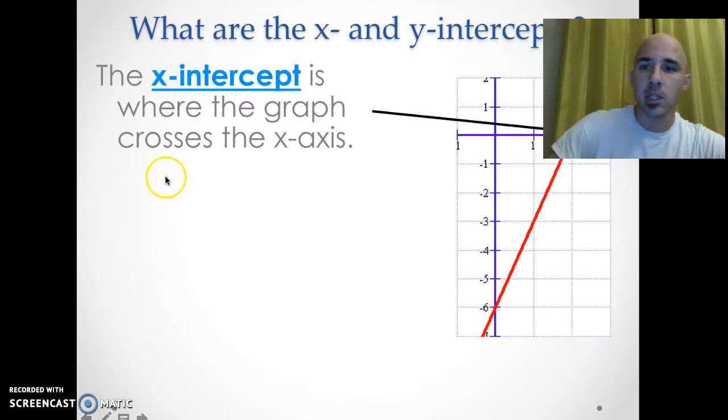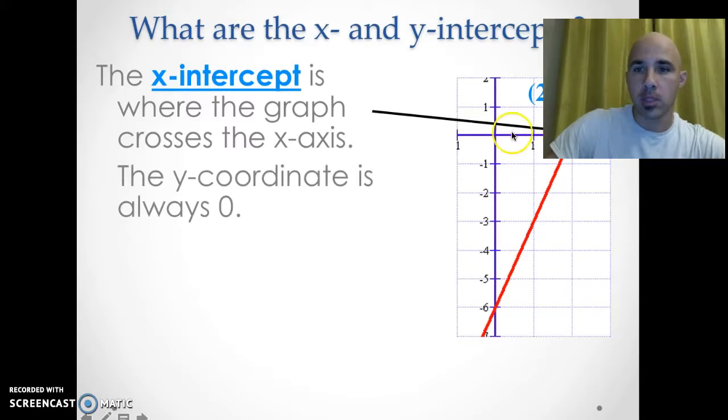Well, the x-intercept is where the graph crosses the x-axis. In this case, the y-coordinate is always going to be 0. And in this particular line, the x crosses the number 2. So the point right here is going to be 2, 0.